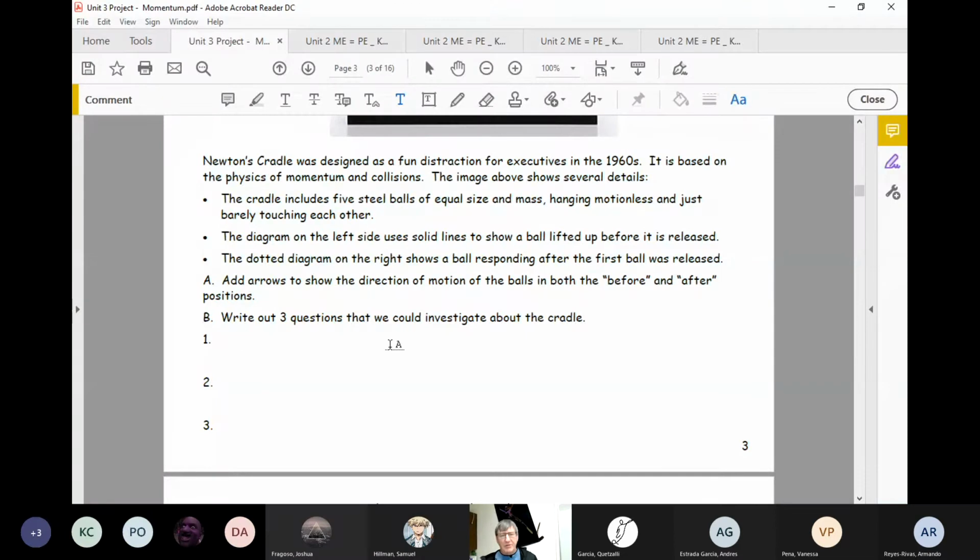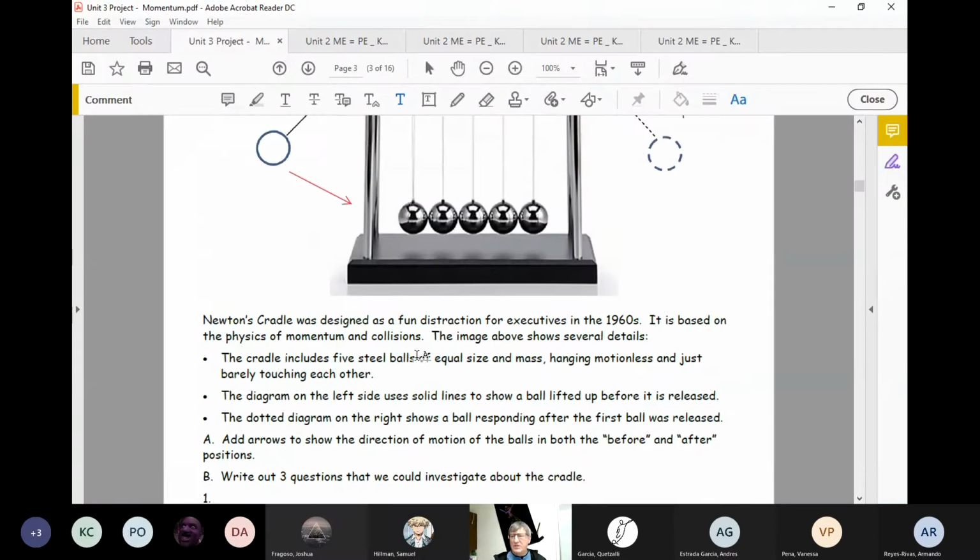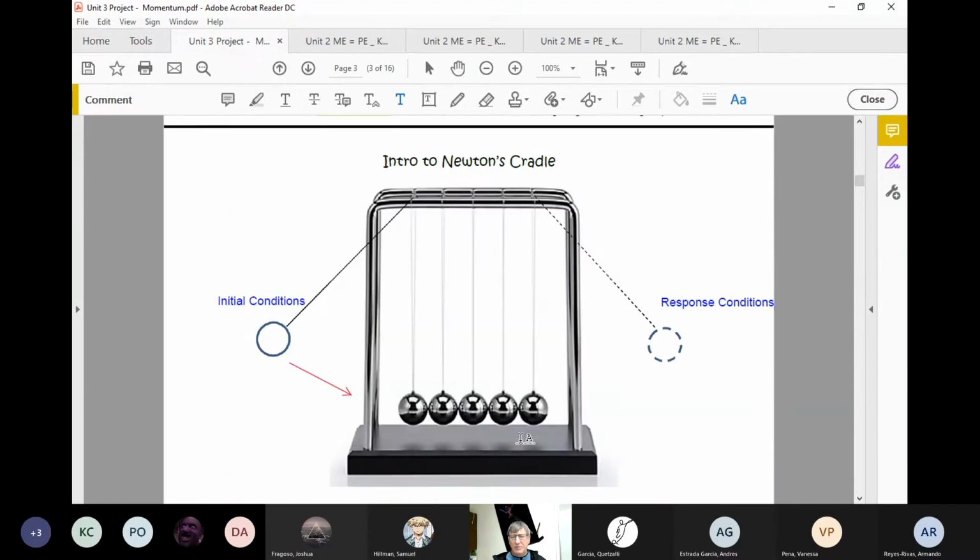All right, good job. I'm going to go back to the actual assignment here. So you should have written out 3 questions about different ideas of what we could explore, basically. What happens when we lift one ball to a medium height was my first question, and you needed to come up with 3 others. At least one of those changes the mass by changing the number of balls, and at least one of those changes the velocity by changing the height.